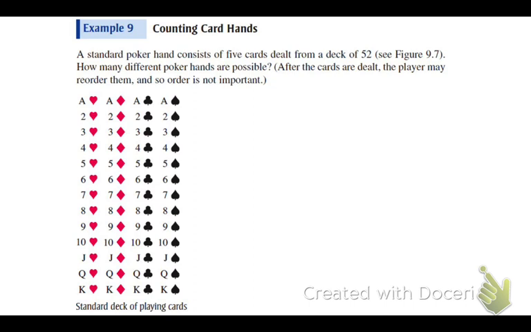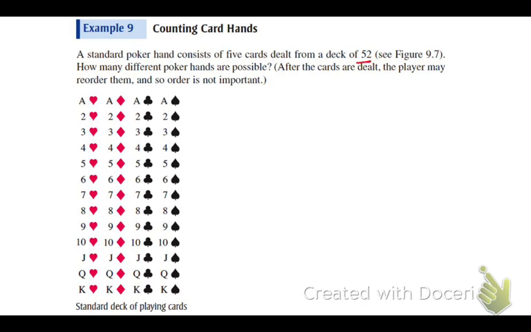A standard poker hand consists of 5 cards dealt from a deck of 52. Do you guys know cards? There's 52 cards, 4 suits, 13 in each suit. Most of the time it will tell you, but it's surprising how many people don't know cards anymore. So, how many different poker hands are possible? Does the order matter in a poker hand? In general, it doesn't matter, does it?